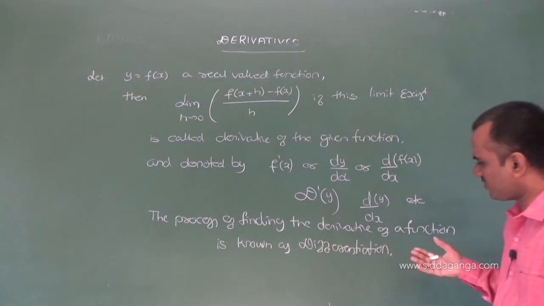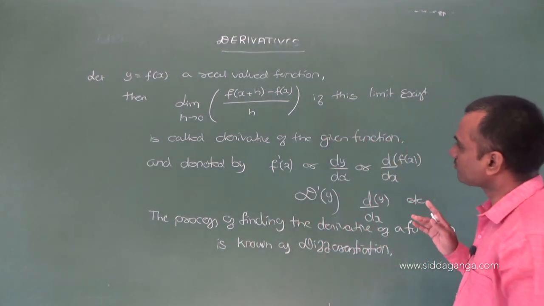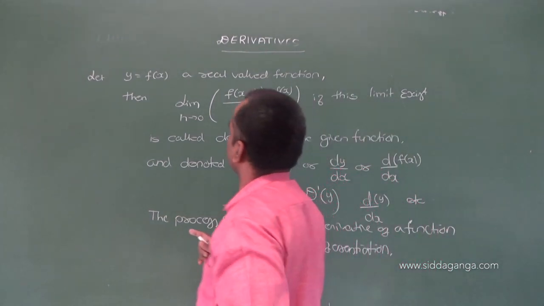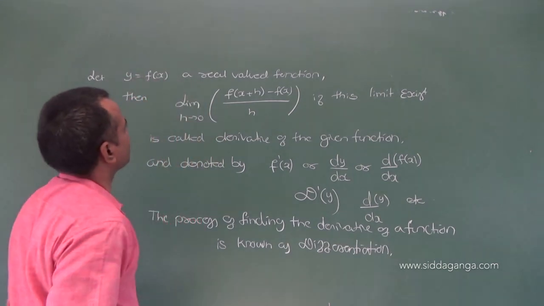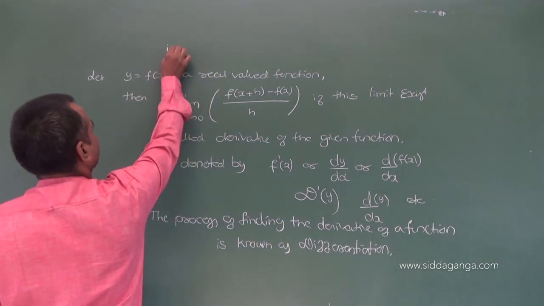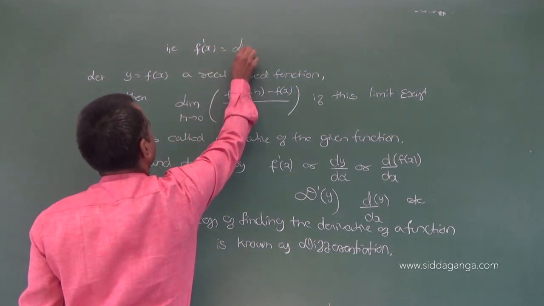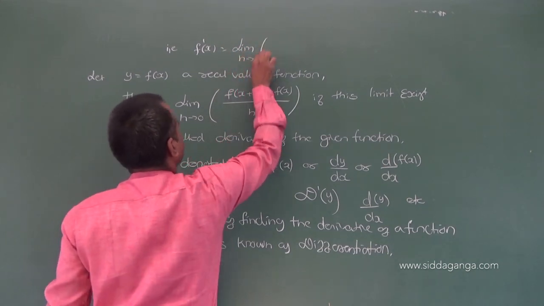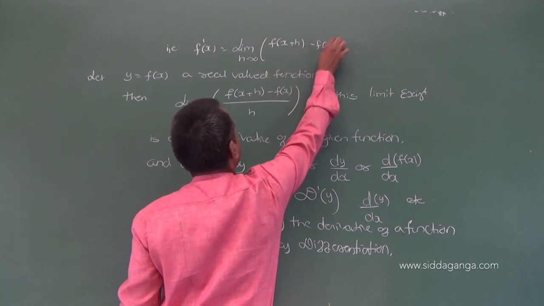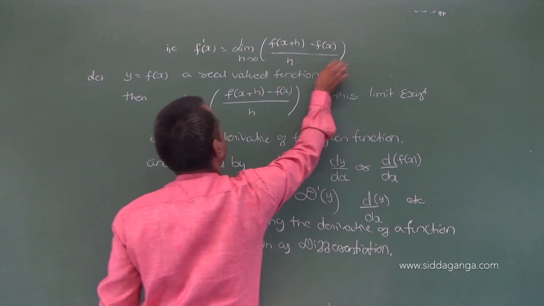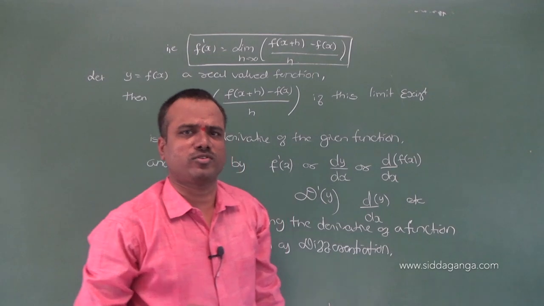The process of finding what? The derivative of a function is known as differentiation. And that means, one more concept. That is, f dash of x is equal to limit h tends to 0, f of x plus h minus f of x divided by h.